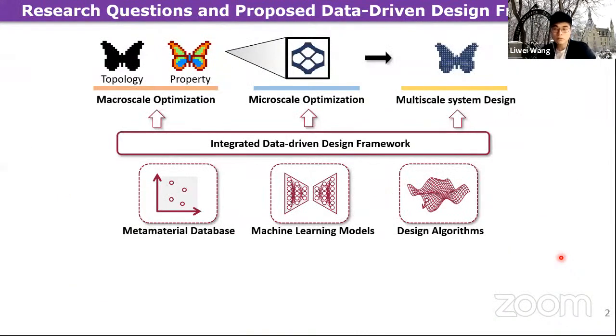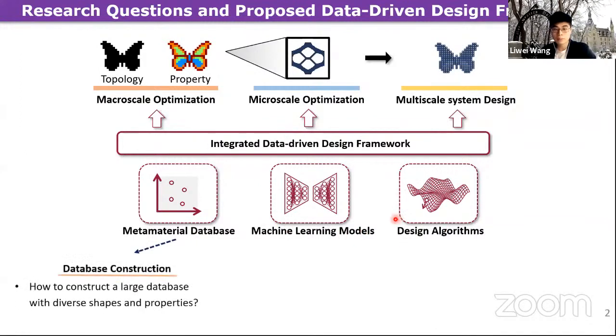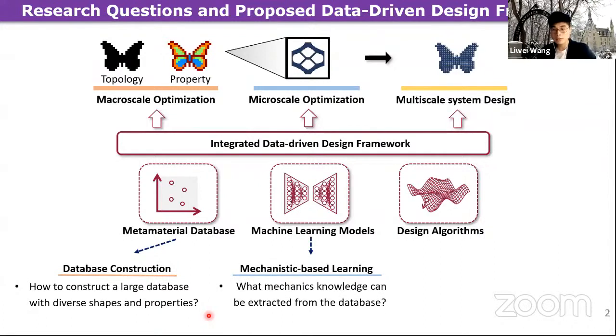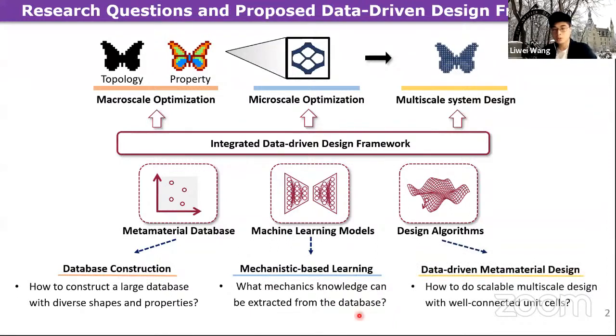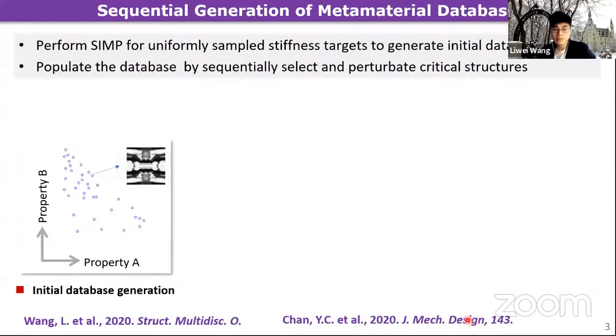Specifically, we come up with a data-driven framework that could facilitate and expedite different design stages by integrating a large metamaterial database, machine learning models, and design algorithms. Our proposed methods begin with a data set construction, where we construct a large data set with diverse shape and properties. Once we create a data set, we apply machine learning methods to extract mechanics knowledge to understand the geometry-property relations. This knowledge is useful for inverse microstructure design, as well as providing some building blocks for assembling a periodic multi-scale system. We could use it to do scalable design for structures with spatially varying properties and well-connected unit cells. Our database construction method can be found in these two papers we published in SNO and JMD.